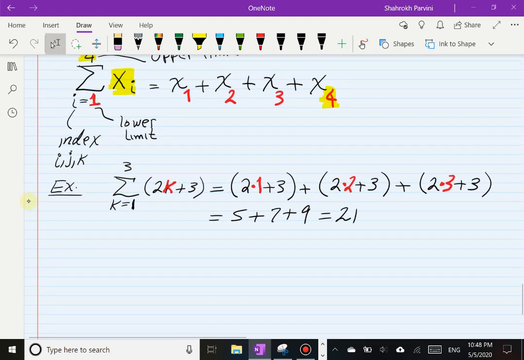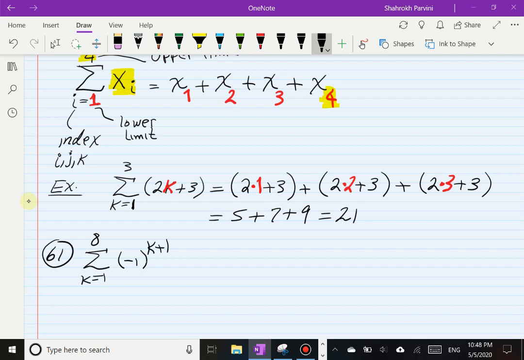Now let's take a look at something kind of like your exercises. Let's try number 61 in the exercises. In number 61, the expression is the sum from k equals 1 to 8 of negative 1 to the k plus 1 times 2 to the k power. Okay, now for this one I'm going to have 8 expressions, right? 8 of them, because we go from 1 to 8. And let's see, I'm going to get ready for 8 expressions in here.